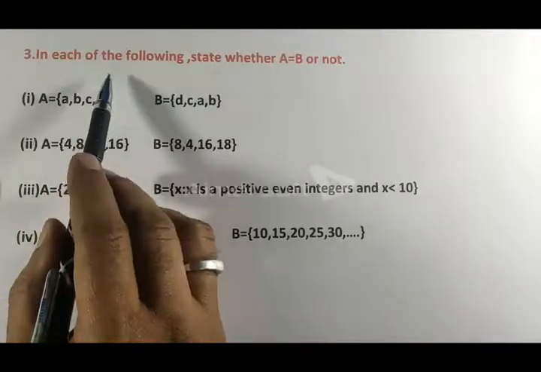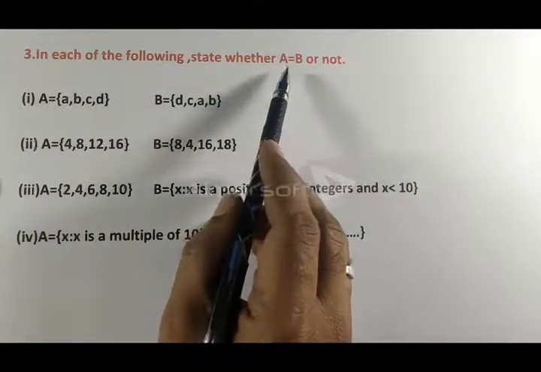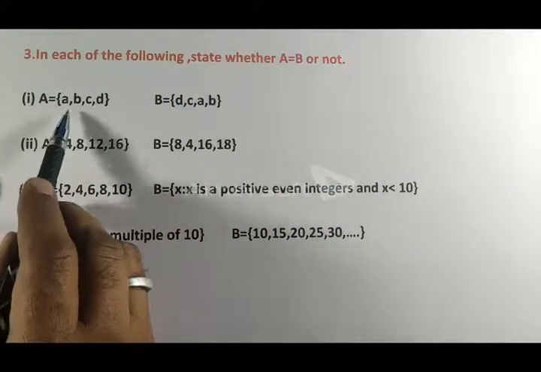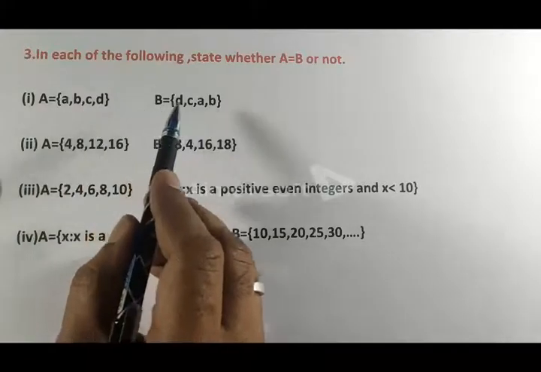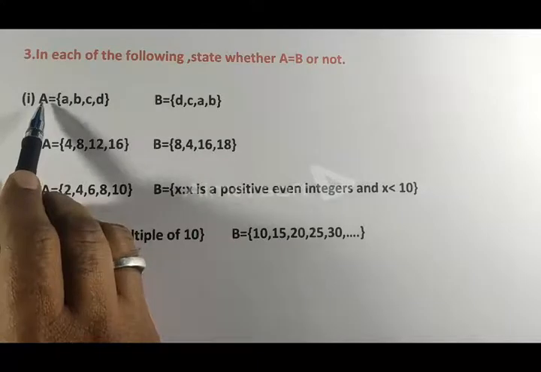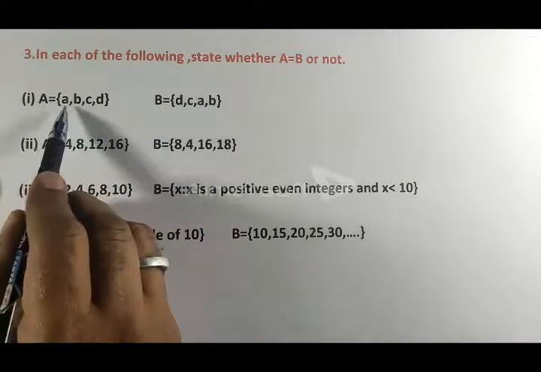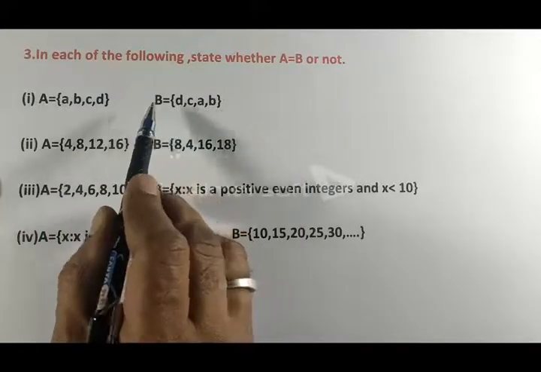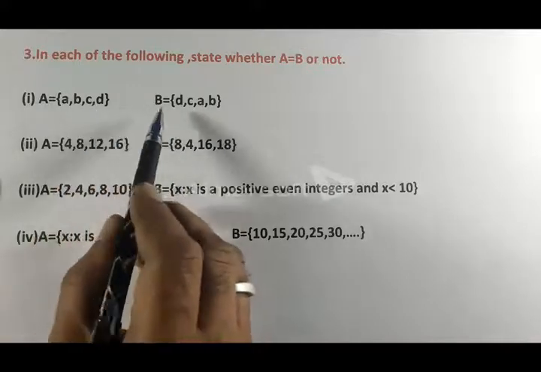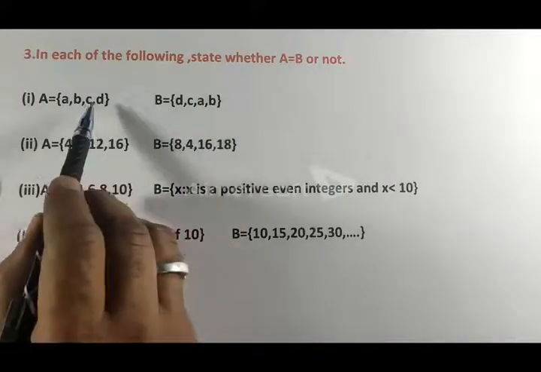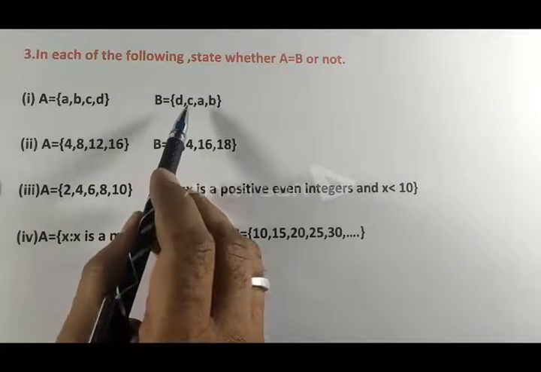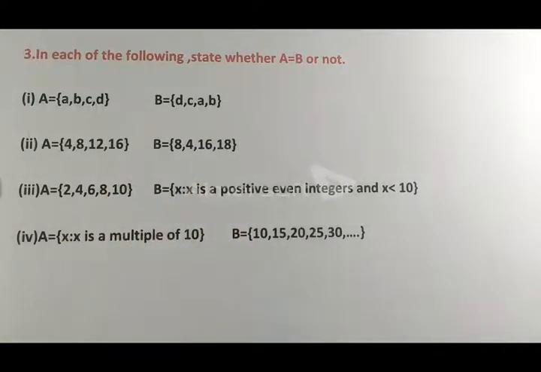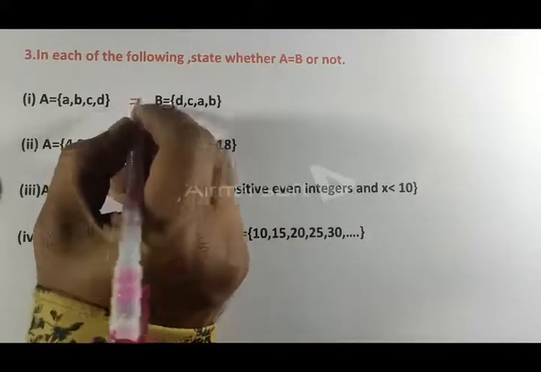Question number 3. In each of the following, state whether A is equal to B or not. Observe the first bit. The set A contains A, B, C, D, and the set B contains D, C, A, B. Both sets contain the same elements A, B, C, D, but the order of elements is different. The order of elements doesn't matter, but we have to see whether the two sets contain the same elements or not. We can easily say that the sets A and B contain the same elements. So we can write A is equal to B.